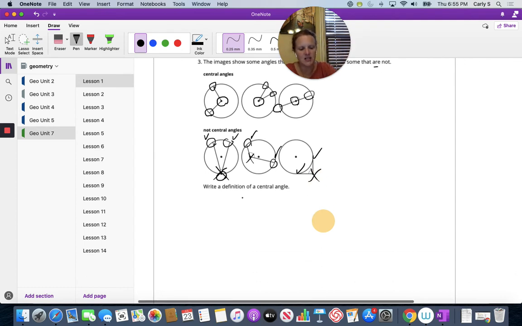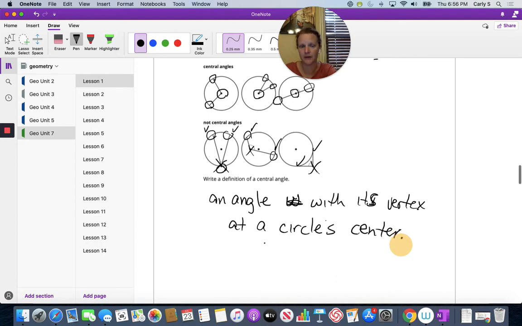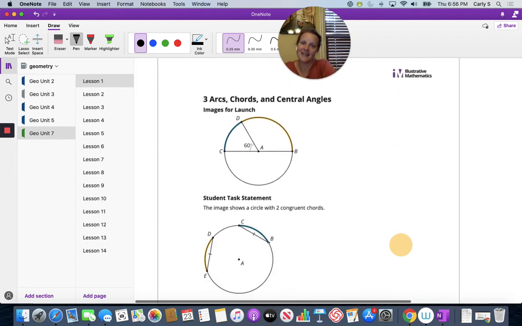So if we write a definition, the central angle is an angle with its, oh my goodness, I should just slow down, vertex at a circle's center. Okay? So that's the definition of a central angle. All right, so let's try to use that in some way. 1 second.